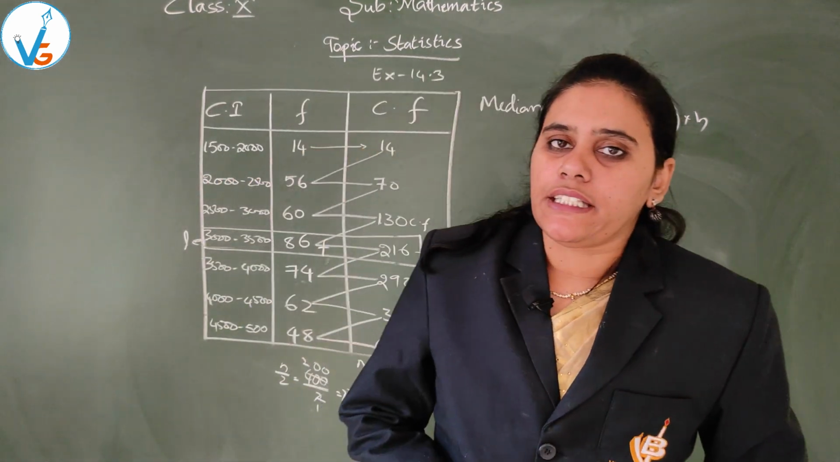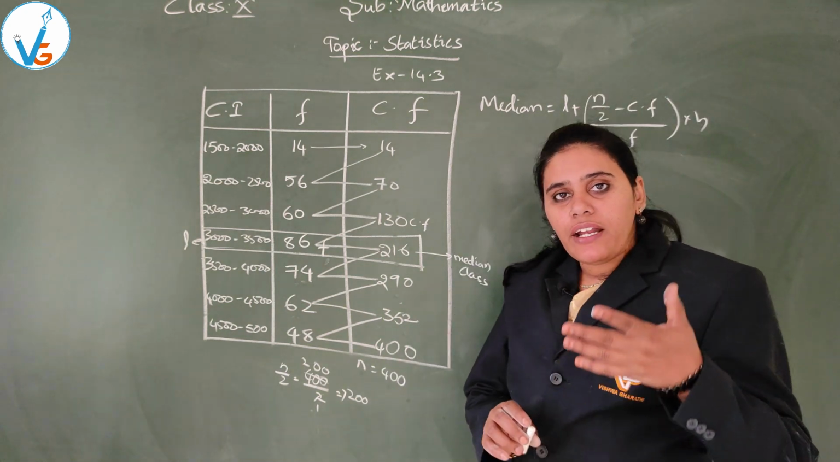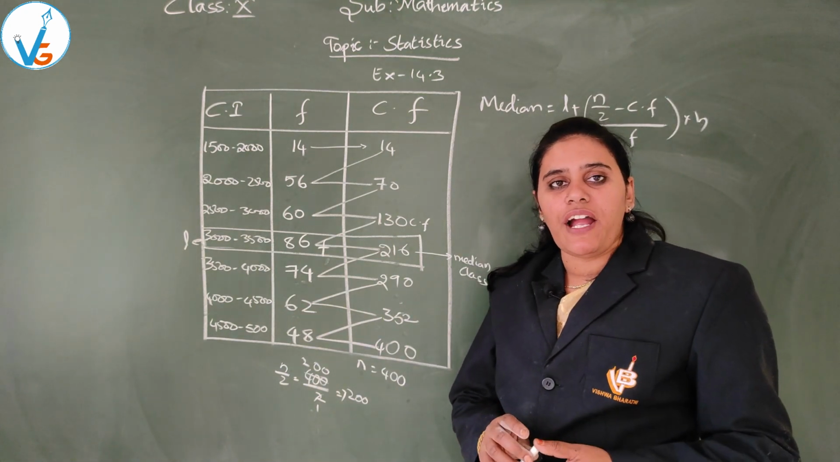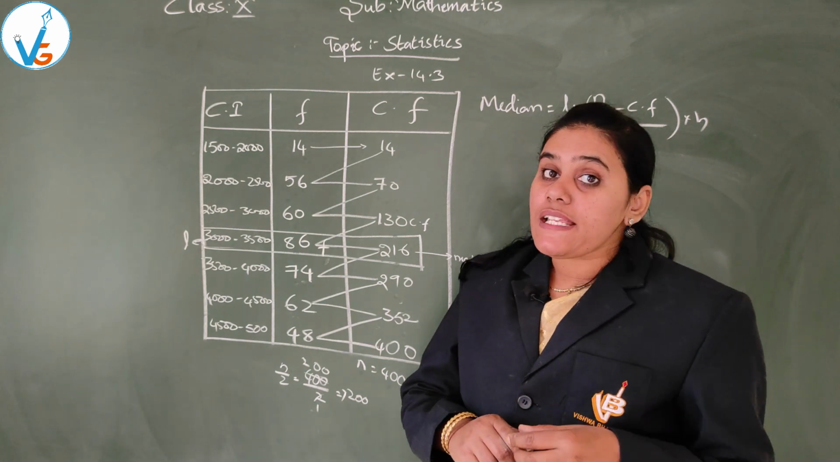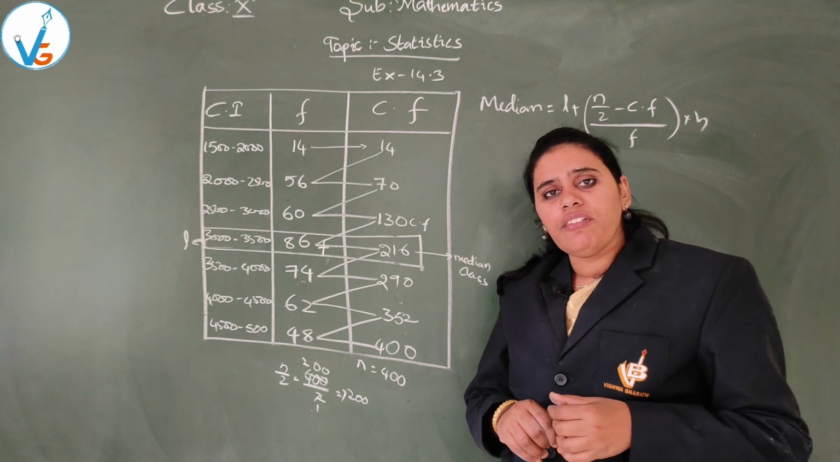Okay. Next, after getting our n by 2 we have to find out our median class. How can we find out our median class? By checking in the cumulative frequency.